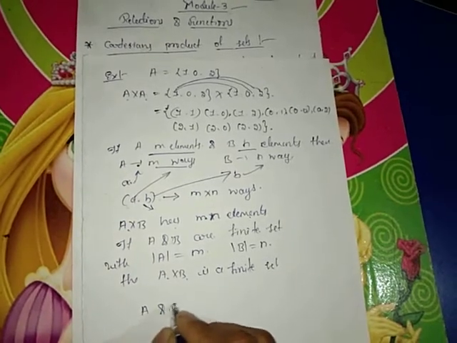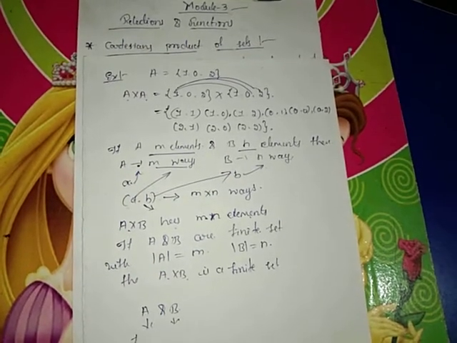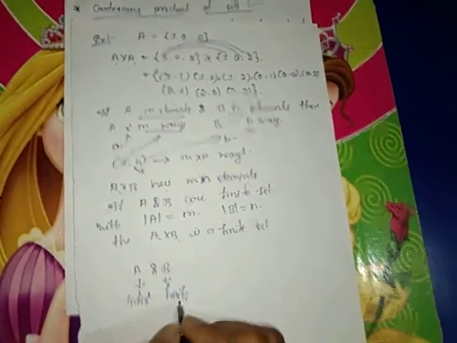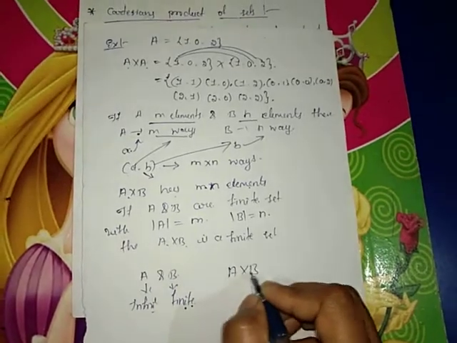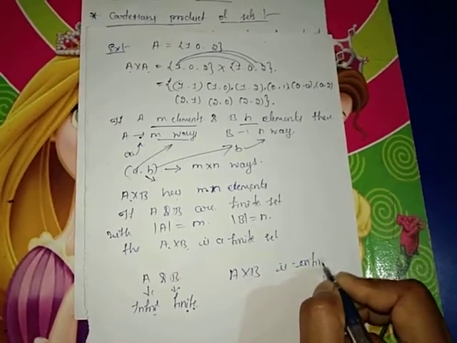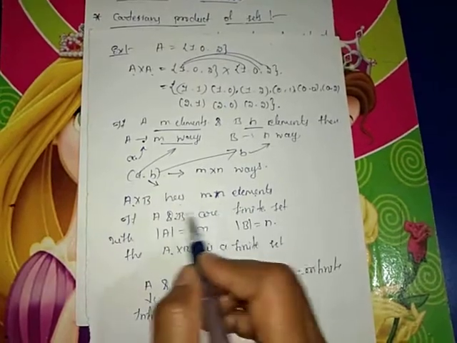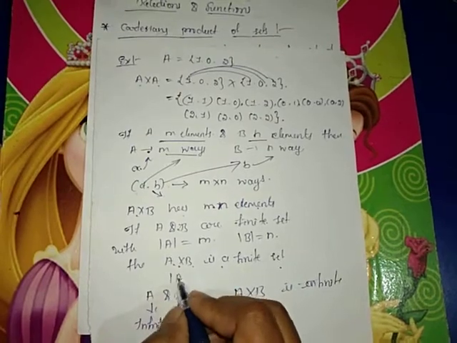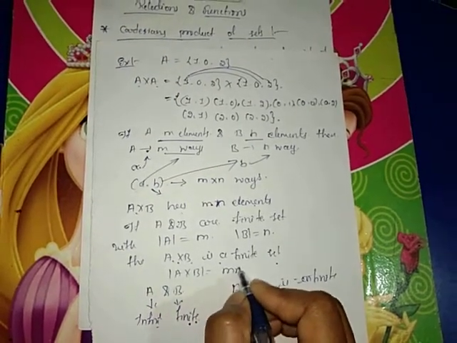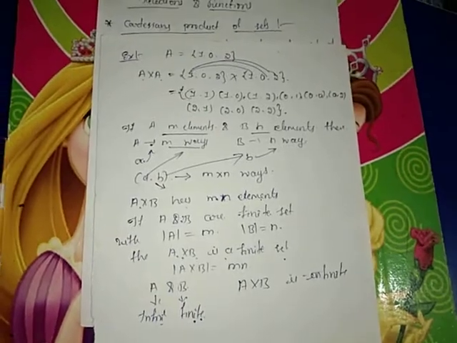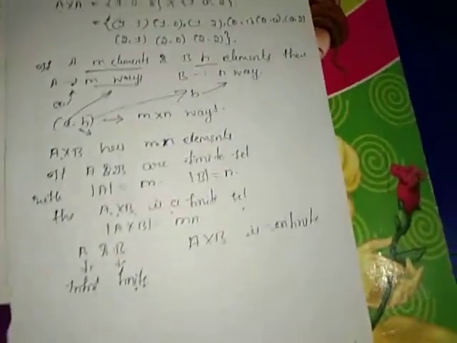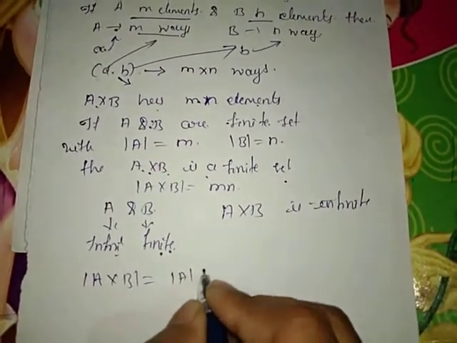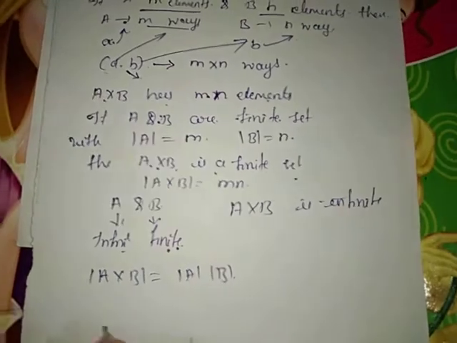Suppose in A and B, if any one set is infinite, either it is A or B, then A cross B is infinite. Here A and B both are finite sets, therefore A cross B is also a finite set. Then the number of elements of A cross B is equal to m into n. So in the finite set, one thing is clear: number of elements of A cross B equals number of elements of A into number of elements of B.